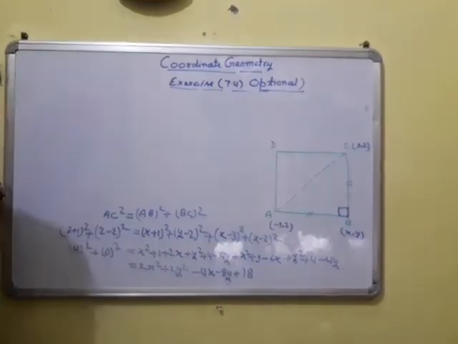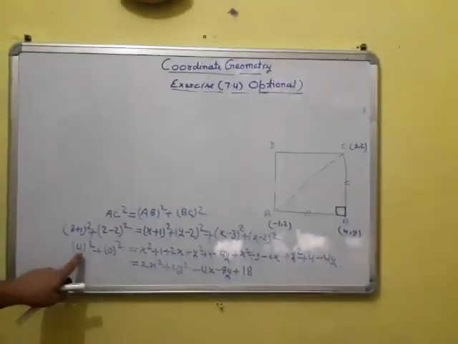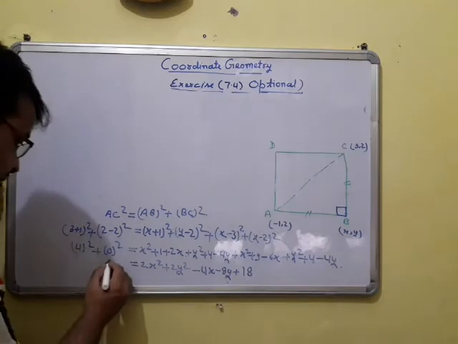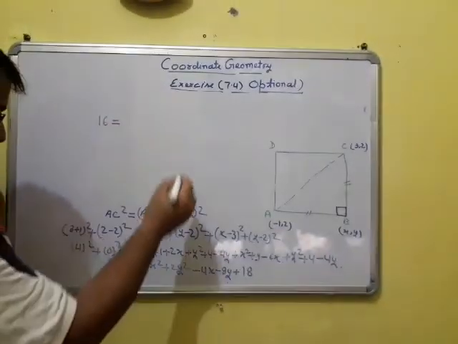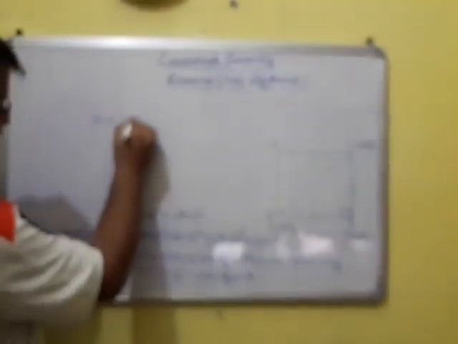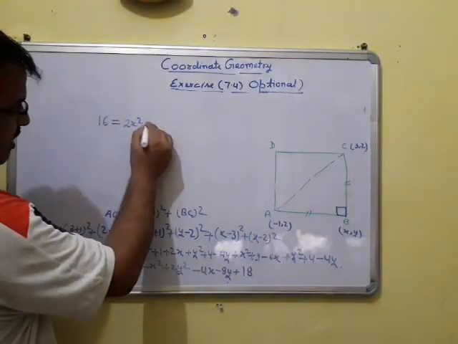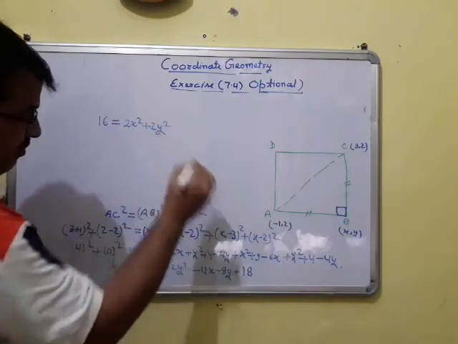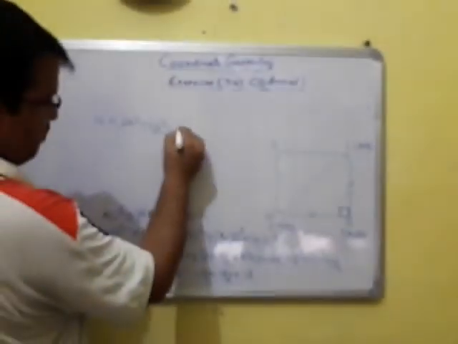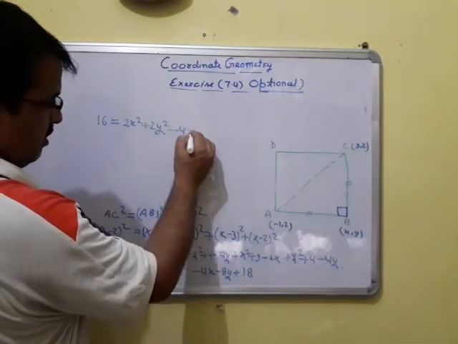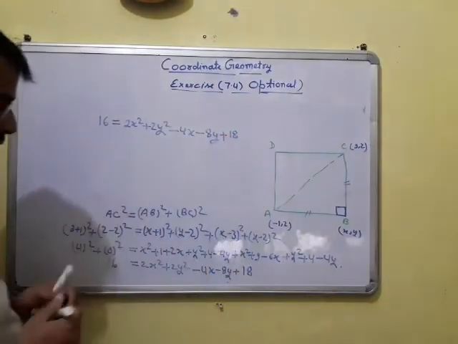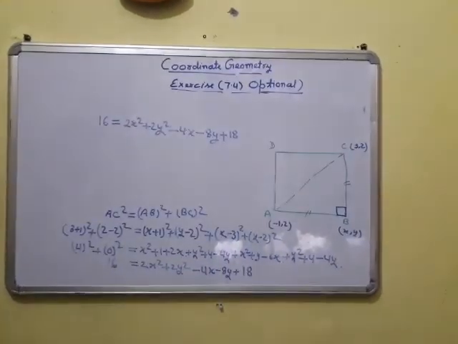अब हमें क्या मिल रहा है? Now here, 4 का square, we get here the 16. So 16 is equal to 2x square plus 2y square minus 4x minus 8y plus 18. Clear?